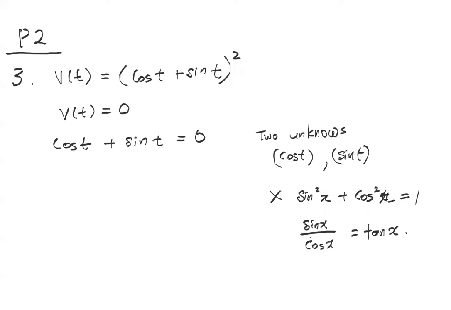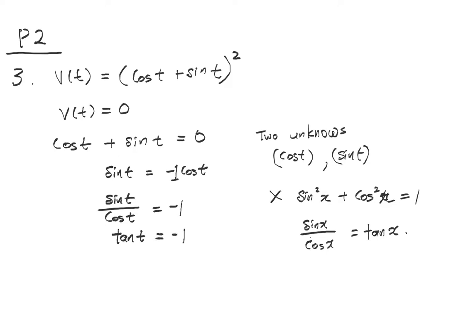That is tangent. So I put here sin t is equal to negative cos t. Am I right? So this is negative 1 times cos t. So sin t divided by cos t is equal to negative 1. So I replace sin t divided by cos t with tangent t equal to negative 1.